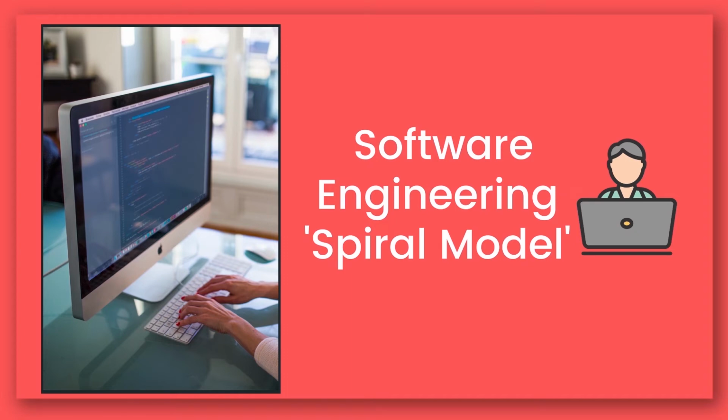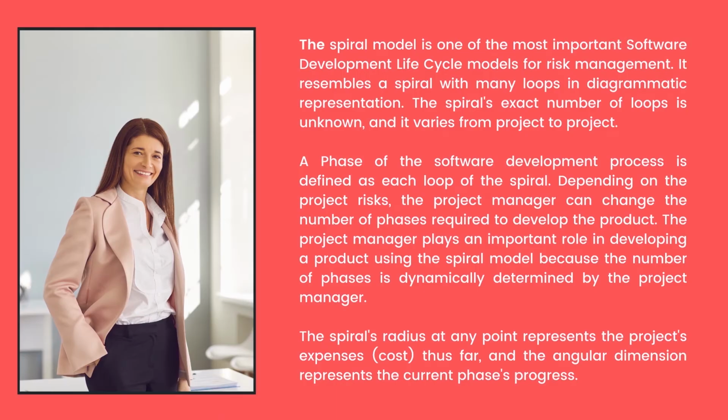Software engineering spiral model. The spiral model is one of the most important software development life cycle models for risk management. It resembles a spiral with many loops in diagrammatic representation. The spiral's exact number of loops is unknown, and it varies from project to project.